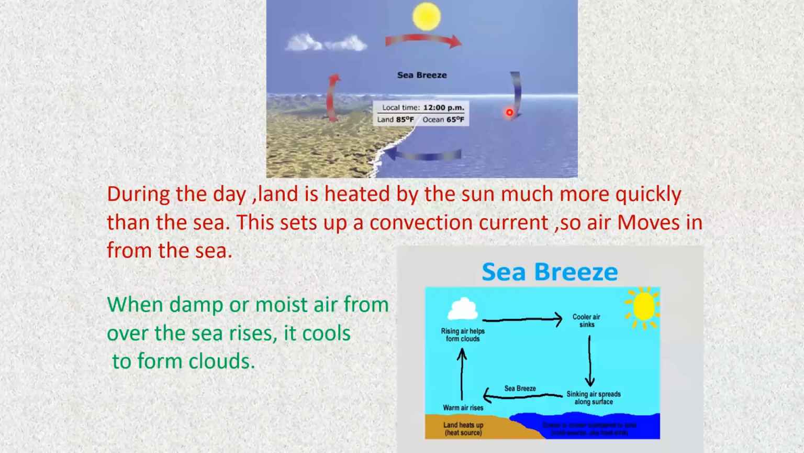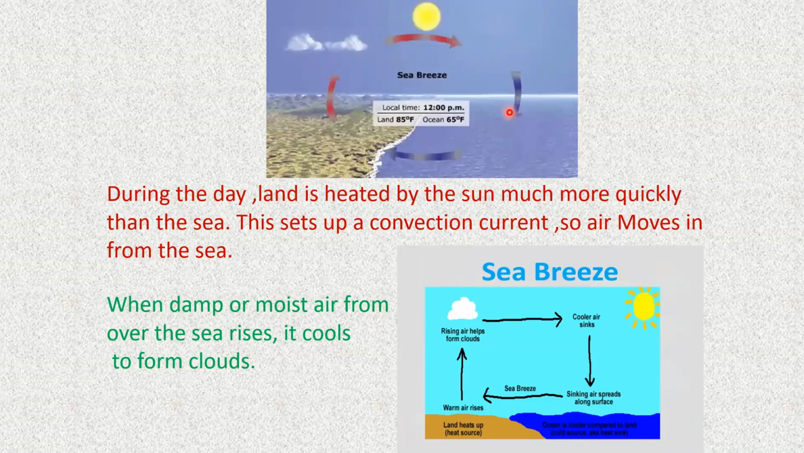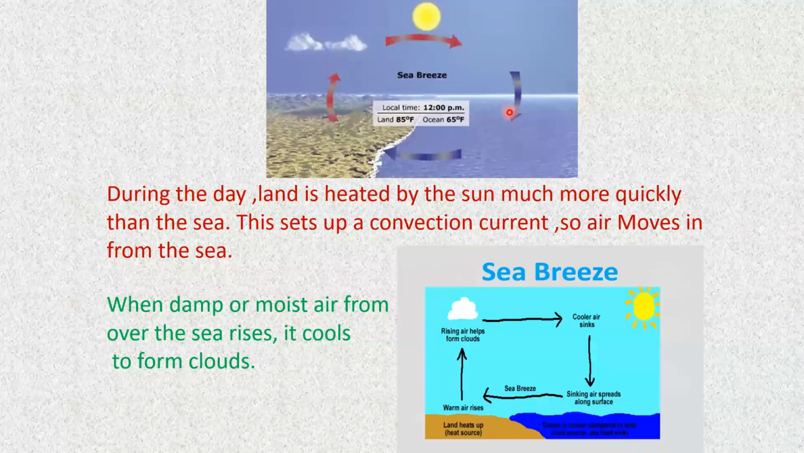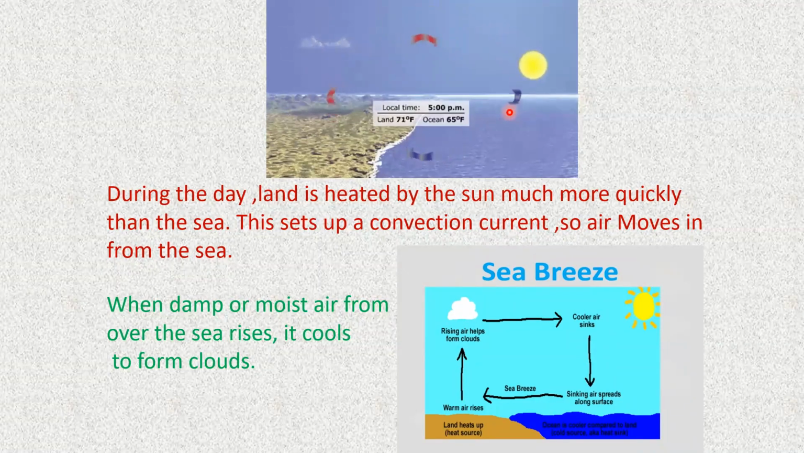But when the sun sets, the land cools down more than the sea. So what is happening there? The wind or the breeze will come from the land, and that is called the land breeze. When the land gets heated from the sun, the air over the land rises and the breeze comes from the sea. During the night, the land cools down and the breeze moves from the land to the sea.